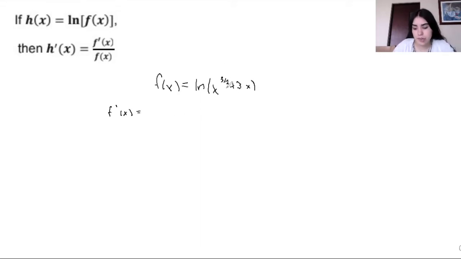Okay, so to find the derivative of this problem, in the top part put the derivative of that function, and in the bottom part just leave it as it is. So I'm going to put it here in line. In the first part we put the derivative, so it's 3/2 x to the 3/2 minus 1, which is 1/2, plus the derivative of 3x, which is 3. And in the bottom we leave it the same, so x^(3/2) plus 3x, and this is your final answer.